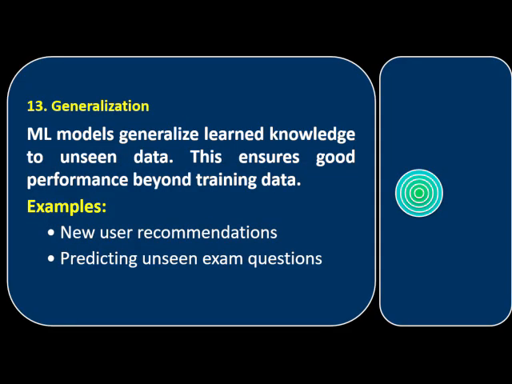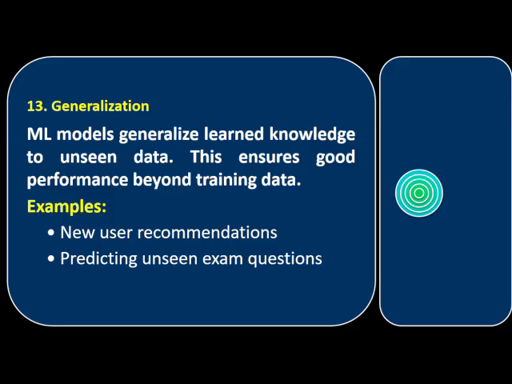So, the next one is generalization. Machine learning models generalize learned knowledge to unseen data. This ensures good performance beyond training data. Examples: new user recommendations, predicting unseen exam questions.